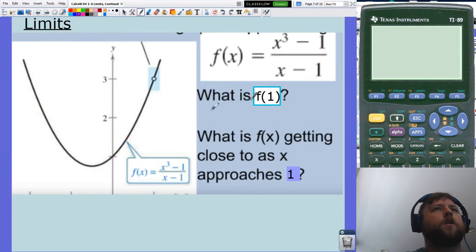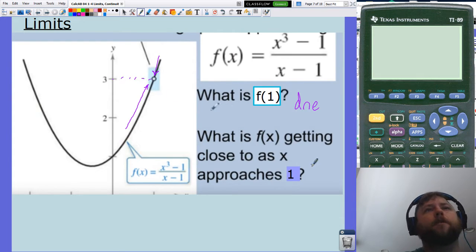However, what if I said, what is f of 1? This is where that open hole is. F of 1, there's nothing here. It's an open hole. We say it does not exist. What is f of x getting close to as x approaches 1? We can see from both sides, and it has to be both directions.